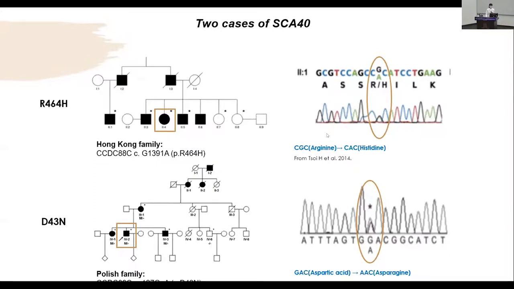The second is a four-generation family in Poland. The D43N mutation in the CCDC-ATC gene was found in all the affected family members and absent in non-affected members. All the SCA40 patients have the classical ataxic symptoms such as unsteady gait and tremor. Most of the patients have a mild disease onset after 40 years old, and the symptoms worsen with age.